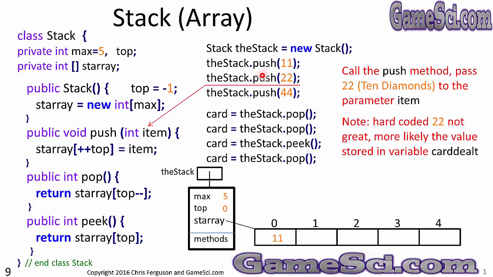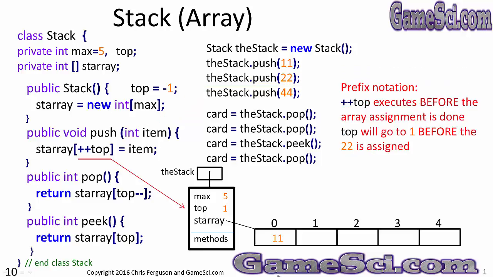We'll return. The original call to push was finished, so we'll drop down to the next line of code and call push again. Let's call the push method, pass it 22, which may represent the 10 of diamonds, to the parameter item, so item will get the value 22. Again, the hard-coded 22 is not a great idea. Usually it's a variable, the card that was dealt to the user. But the intent is clear. We want 22, or the 10 of diamonds, to be pushed on top of the stack.